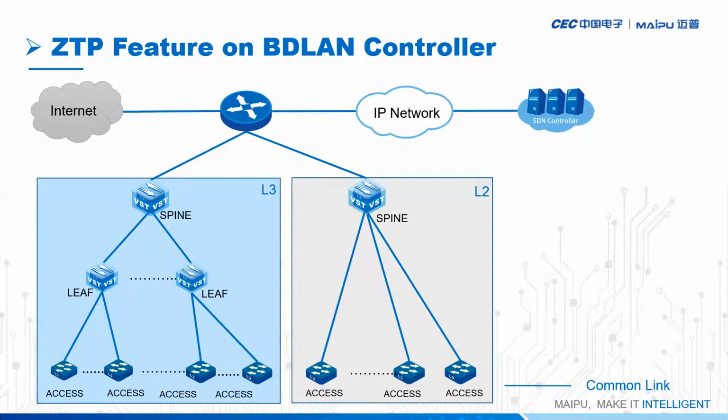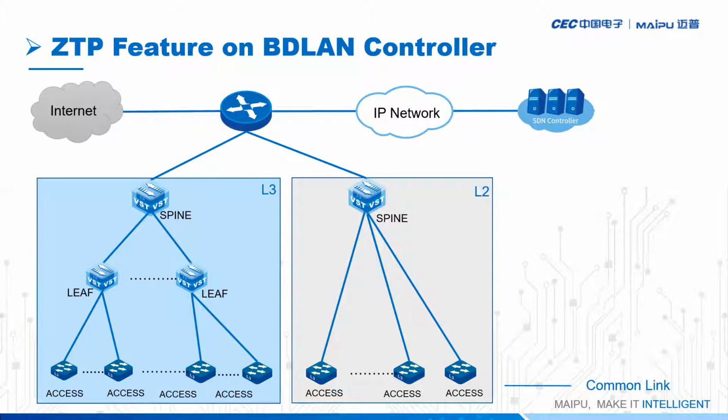Okay, now let's start the second part, the ZTP feature on the BDLAN controller. As we know, the layer 2 and layer 3 network architecture is the most typical application in today's networks. So the BDLAN controller can issue ZTP based on layer 2 and layer 3 network architecture.